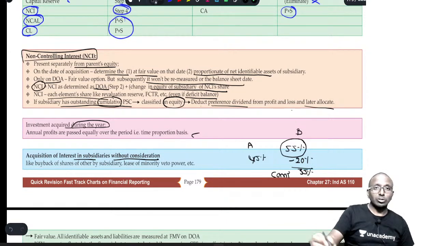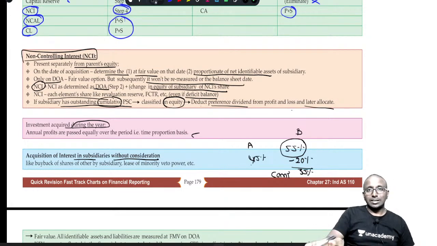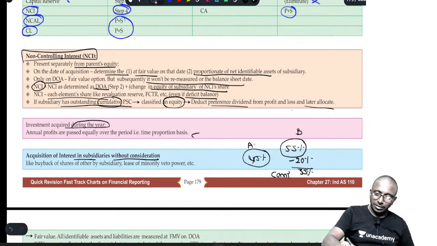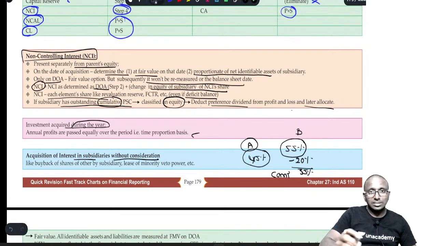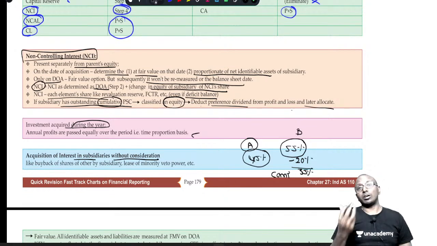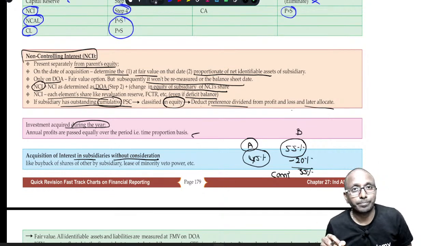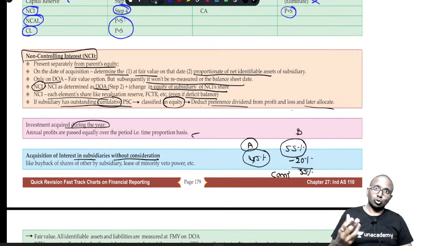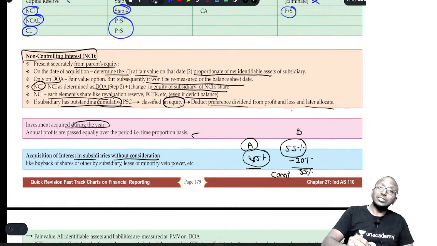So in the new company, say for example, 45 plus 35 is equal to 80. Out of that, 45 is held by me. That means I got the control. It is possible. Or maybe as per the agreement, I have got the control after a certain period of time. So that's why I have not paid any fresh amount, but I already have a 45% stake here.